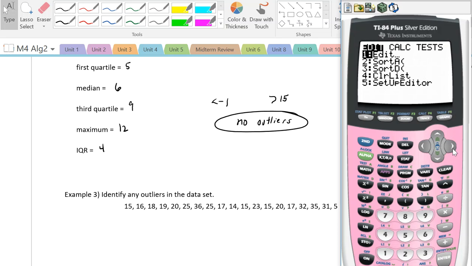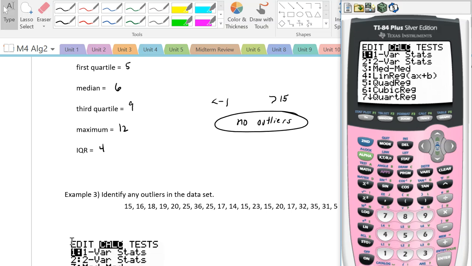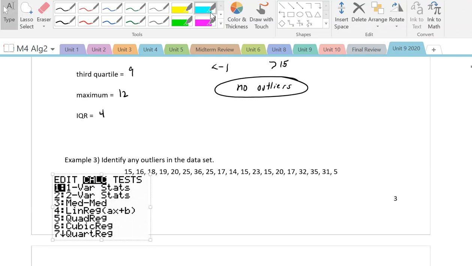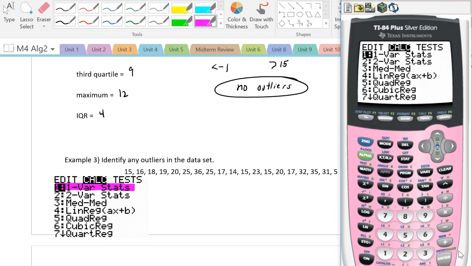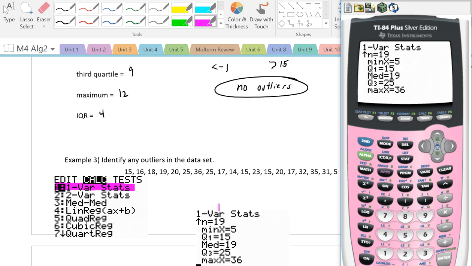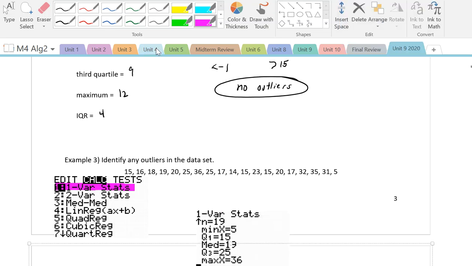I'm going to go over to calculate, and I want this first one, 1 var stats. Okay. So we are working under this one here, 1 var stats, and hit enter. You can see there's that X bar, or that mean of 20.947. And if I scroll down, there is my 5-number summary right there.